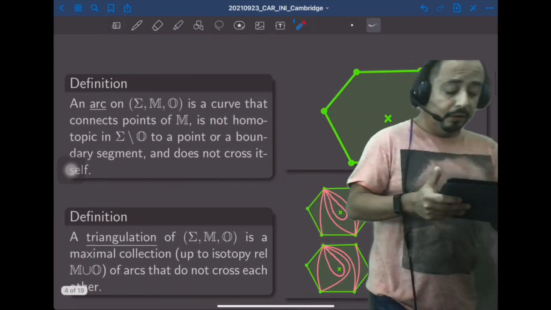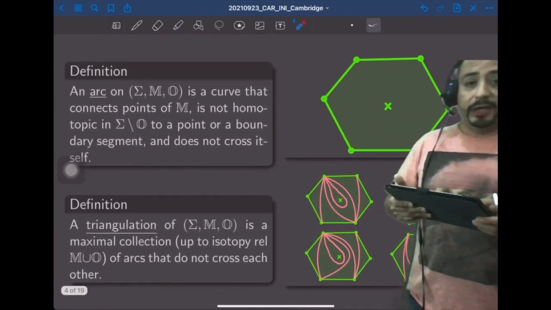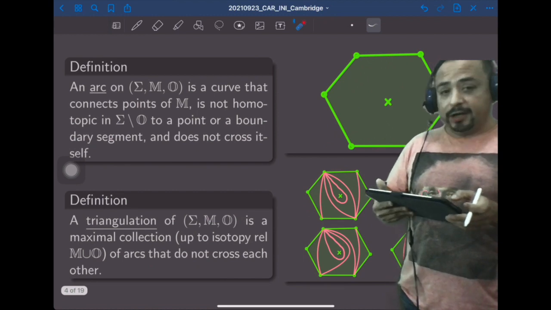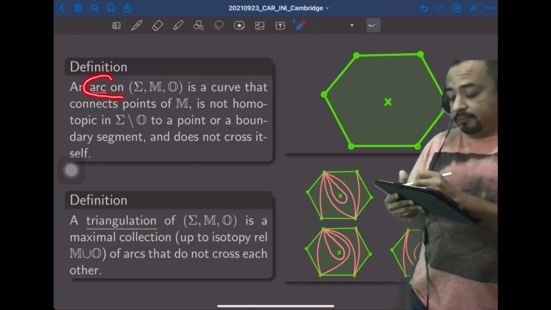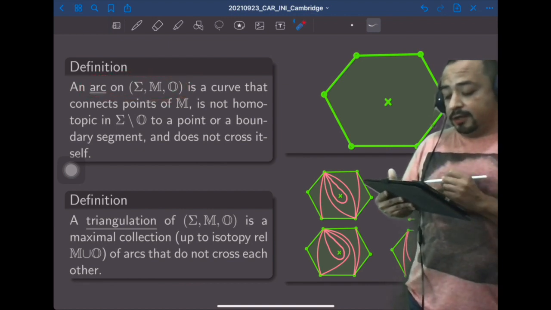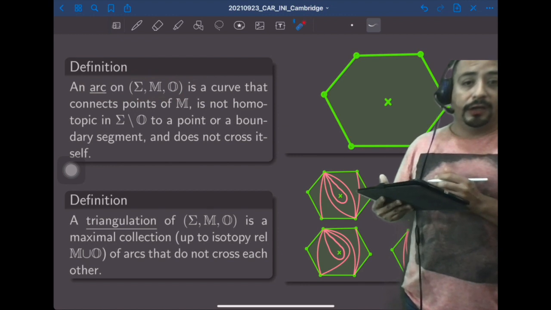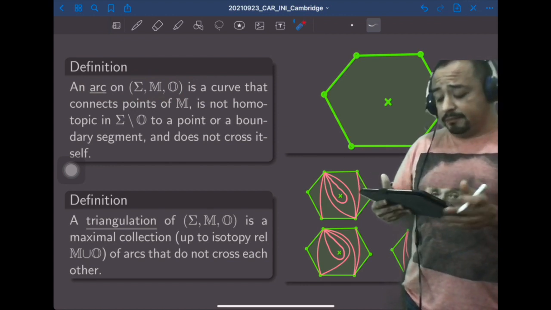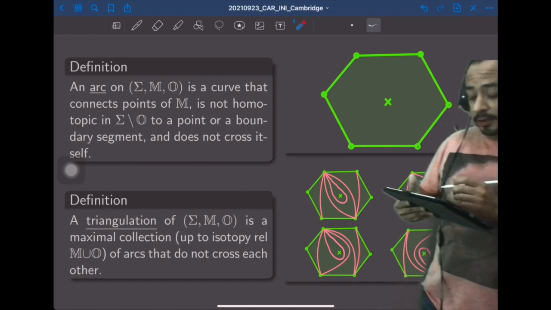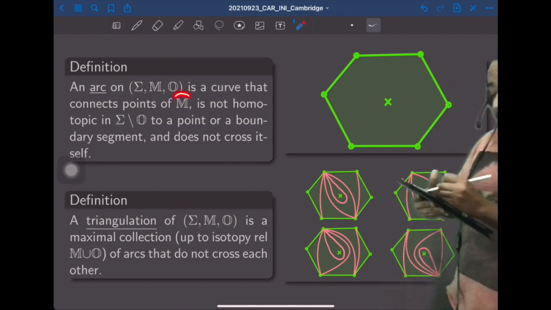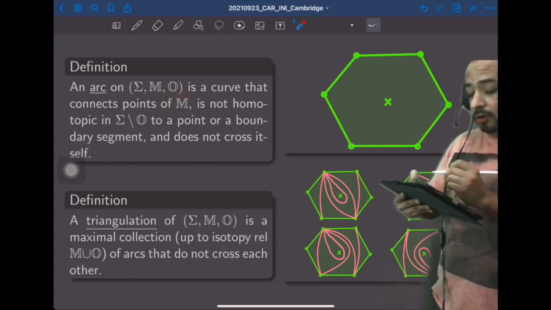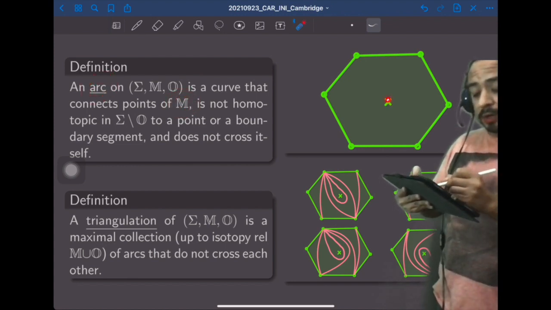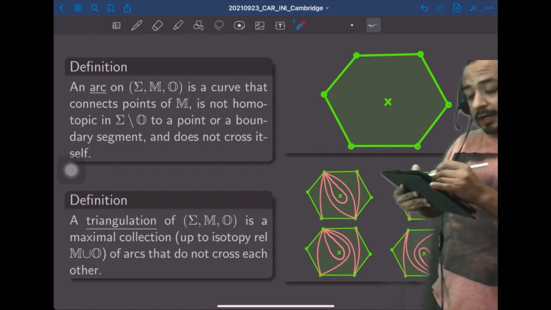Okay, and then as you may expect, I'm going to work with arcs and triangulations of the surface. An arc, as you may expect, is a curve that is not homotopically trivial and does not cross itself, right? And what I ask of it is that it connects points of M. So no arc goes to M. So for instance, this would be an arc.